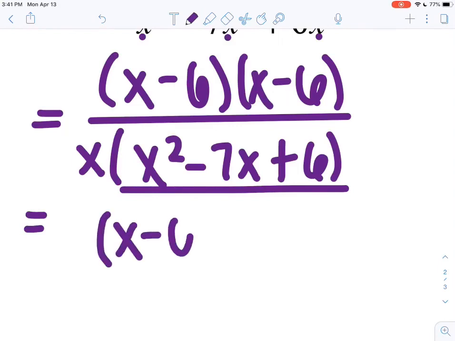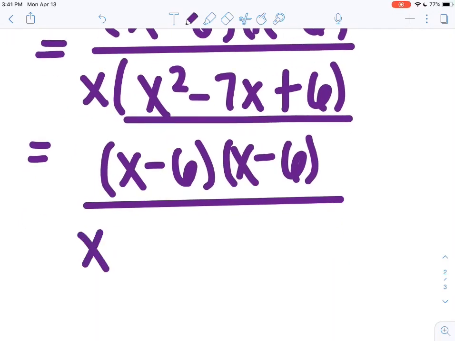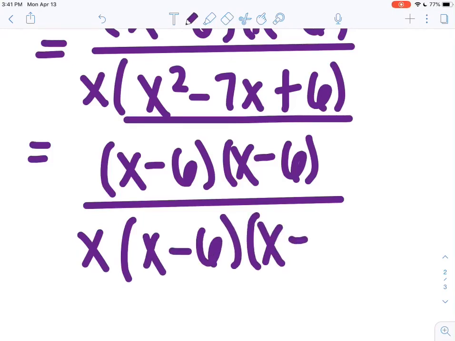So the numerator is going to stay the same. And then in the denominator, I have x, and then I'm going to factor what's in the parentheses. So it's got to multiply to be 6, but add to be negative 7. So x minus 6, x minus 1. Okay, and I'm looking for matches. So something from the numerator that matches with something in the denominator. Well, I have a pair of x minus 6.